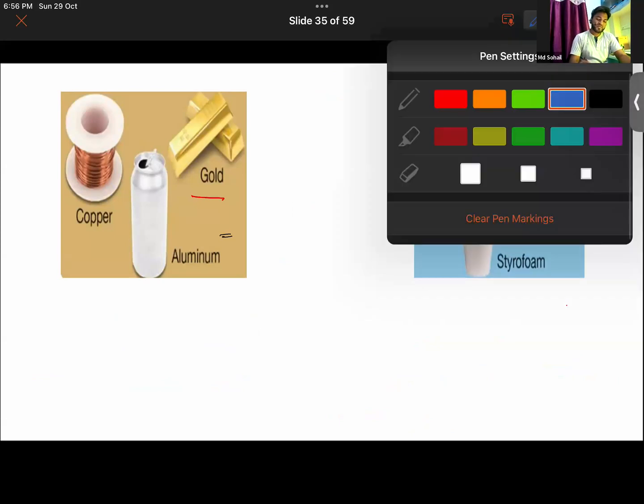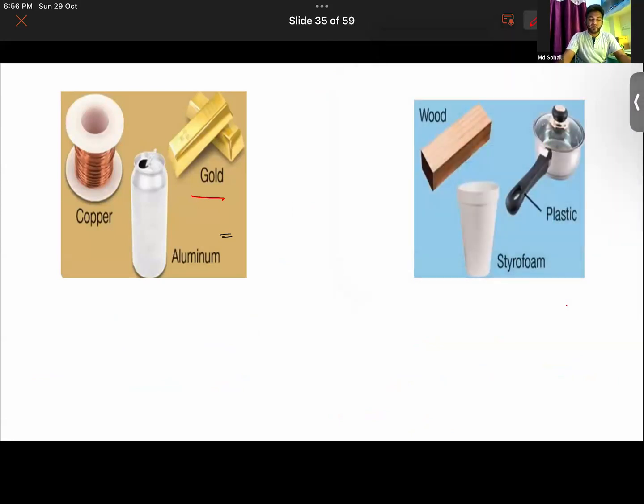Then look at some of the examples of good conductors and bad conductors. Which of the two images represents an insulator? The second one, Styrofoam and plastic. Very good. So these are the examples of insulators, while the first one is an example of conductors.